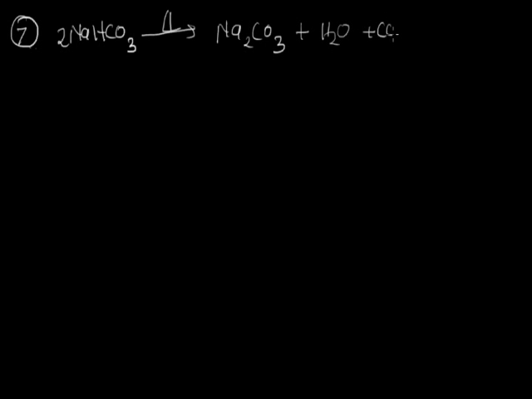Now in the seventh step, sodium bicarbonate that is prepared in the first step, by heating, will be converted into sodium carbonate. Sodium bicarbonate upon heating will be converted into sodium carbonate, Na2CO3, by the removal of H2O plus carbon dioxide molecule.